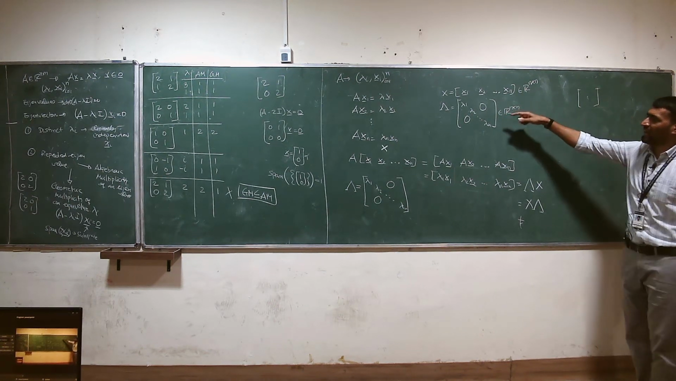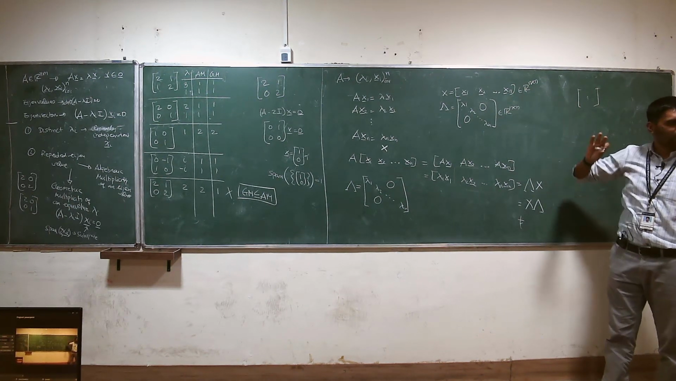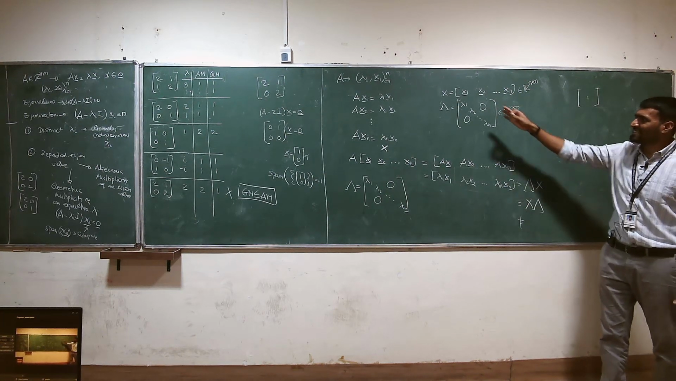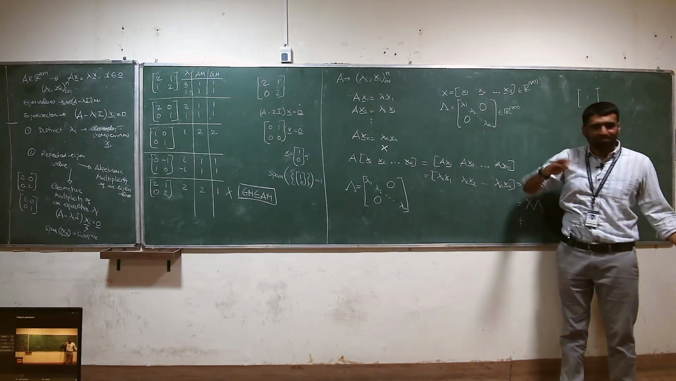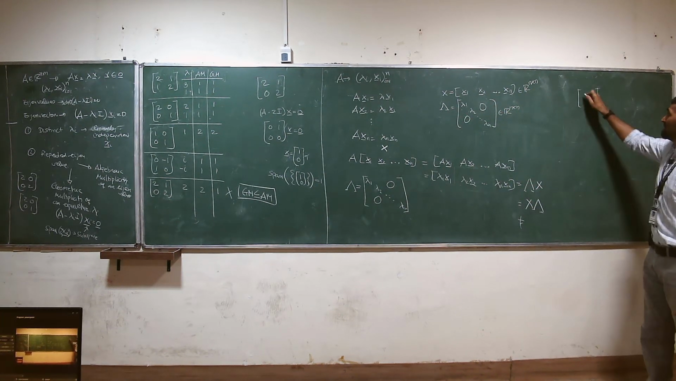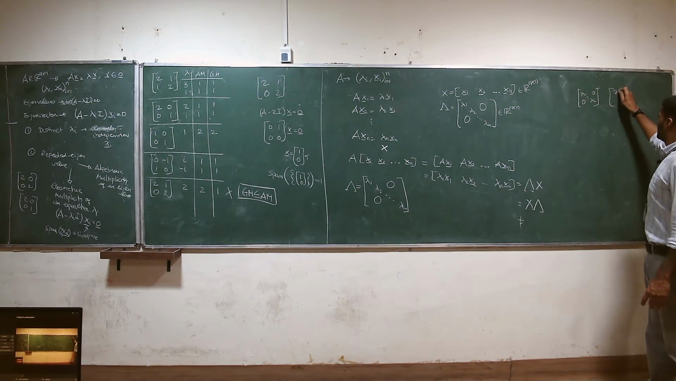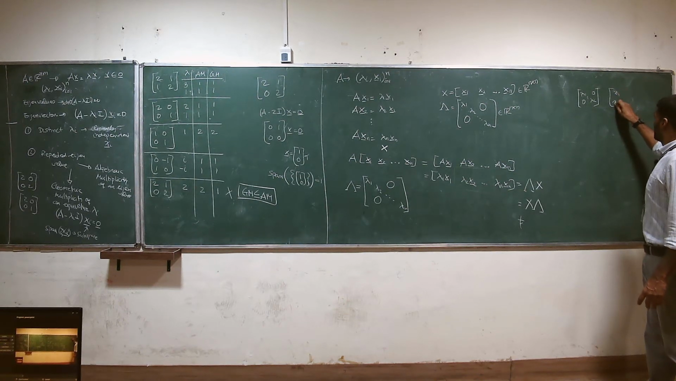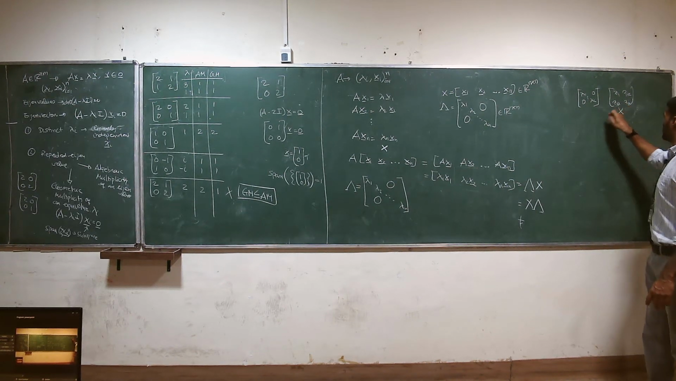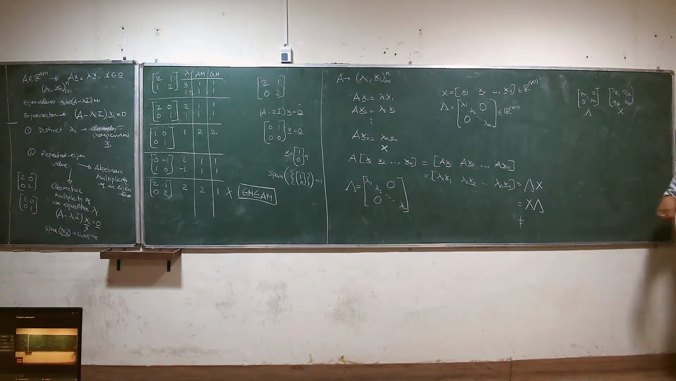Again, if it's too abstract, take a 2 by 2 example. Take any example for a matrix X and verify. Lambda 1, 0, 0, lambda 2. And take this one: X11, X12, X21, X22. Let's call this your X and call this your lambda.